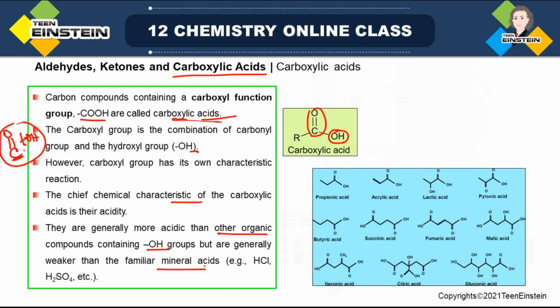Here we have some pictures of different types of carboxylic acid. In all these examples, you will not find any aromatic ring. They are only aliphatic compounds.